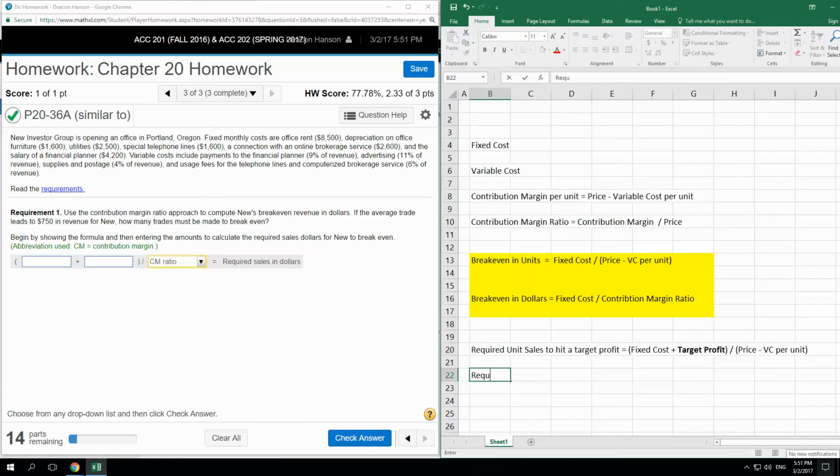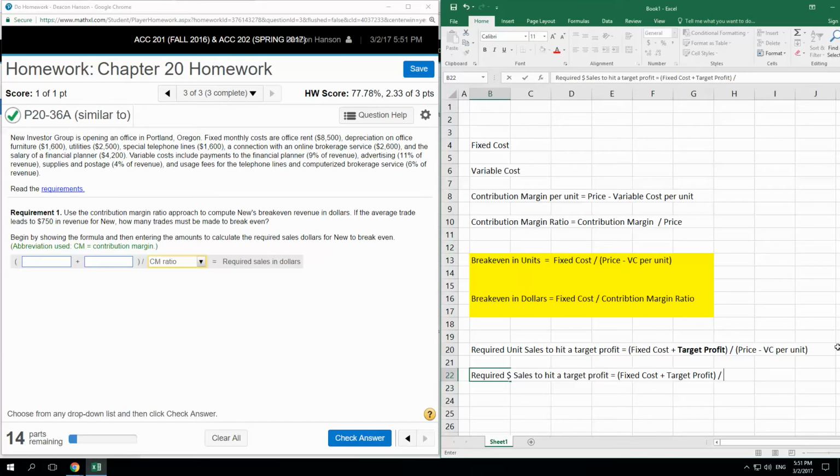Now, if you want to get the dollar sales, you would use that same break even in dollars formula. We can say required dollar sales to hit a target profit. Use that same break even in dollars formula, but we add the target profit to the numerator. So it's going to be fixed costs plus target profit. So first you're calculating how many units you have to sell to hit the target profit, and then how much you have to sell those units for. That's going to be given, the amount that you have to sell them for. Oh, okay. So then what's the second one?